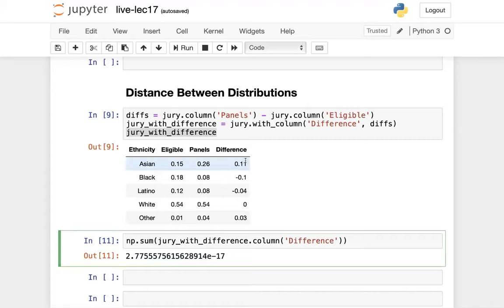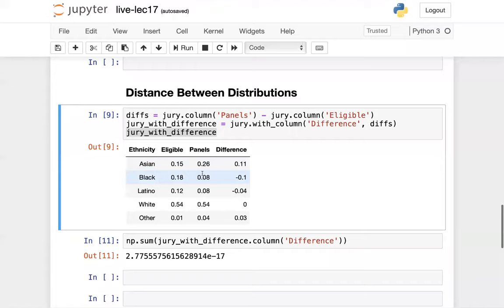And the reason for that is because the sum of this entire column, all the panels, is 1, because the sum of all the different categories has to be 100%. And then the sum of this is also 1. So if you take their difference and sum them up, you're basically just taking 1 minus 1. And that's why the sum of all this needs to be 0. So it's always going to be 0, actually, the sum of the difference between any two distributions.